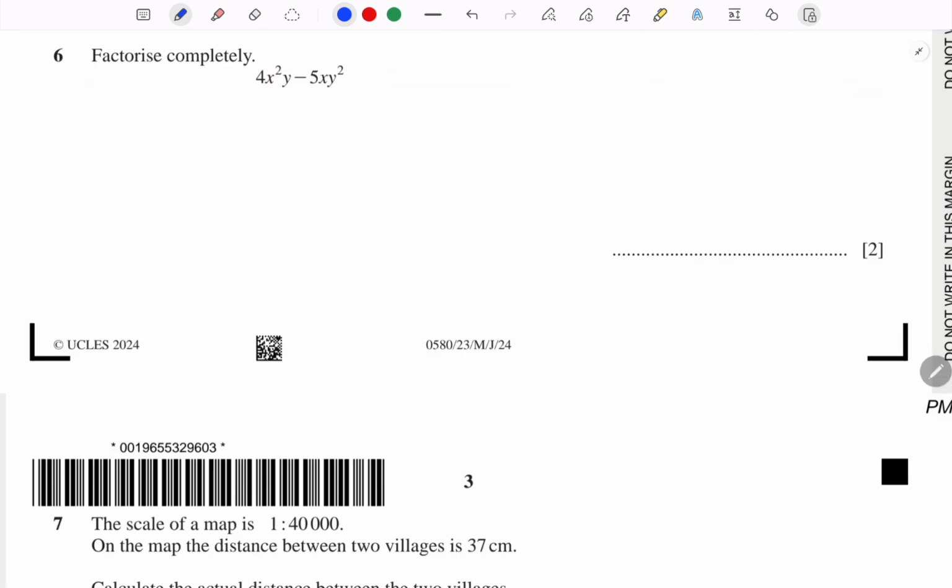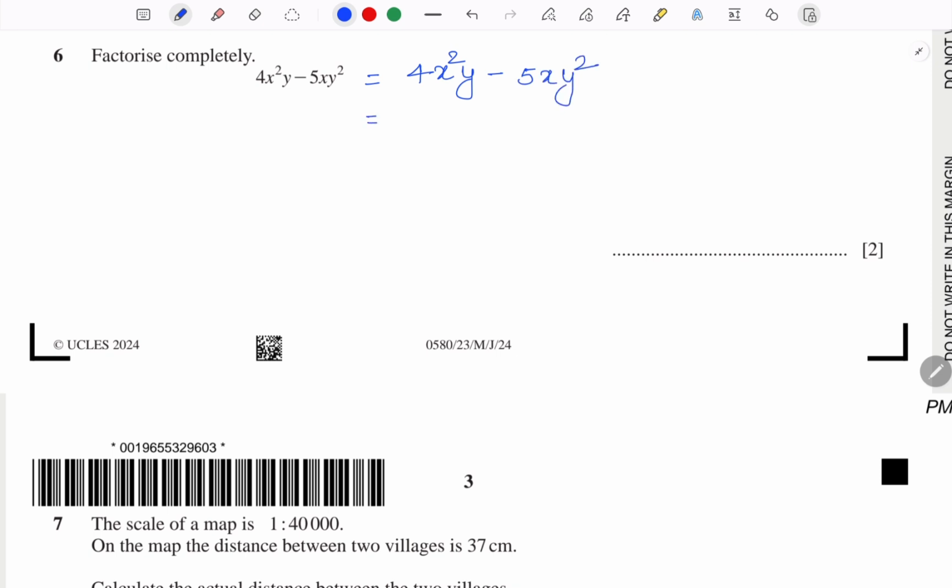Now let's move to the next question. Factorize completely 4x squared y minus 5xy squared. Okay, so let me write that again. 4x squared y minus 5xy squared. We need to factorize it.